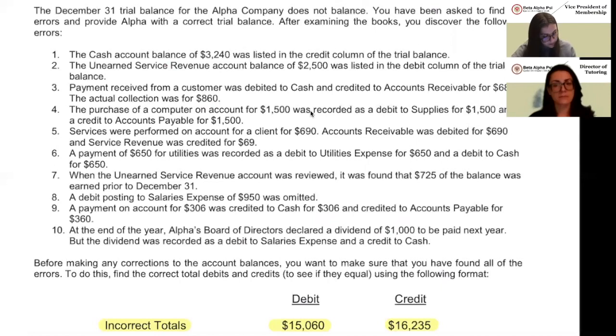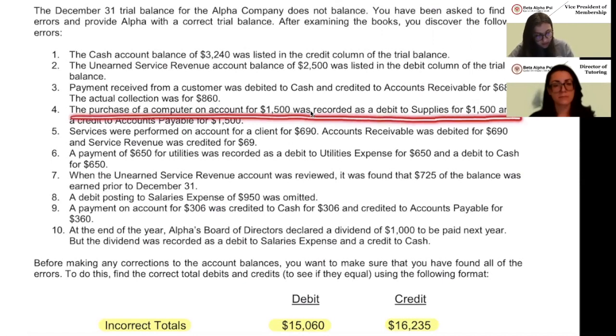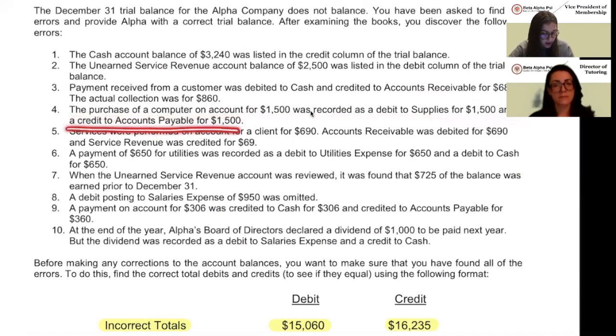Moving on to number 4. The purchase of a computer on account for $1,500 was recorded as a debit to supplies for $1,500 and a credit to accounts payable for $1,500. So this problem seems like they did it correctly, but there's one small thing that they did wrong. When you buy a computer, it's not really considered supplies, it's more equipment. So the debit to an asset was correct and the credit to accounts payable was correct because it was on account, but it was just the wrong asset that they debited.